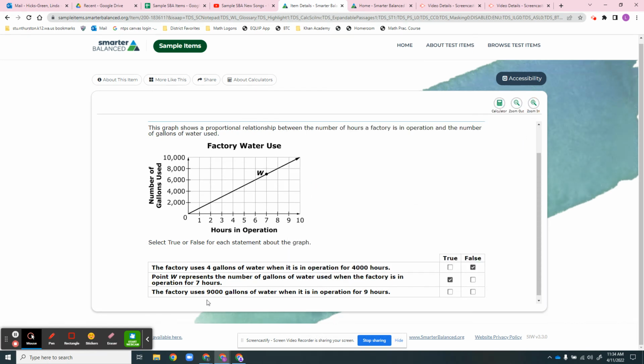So if we know that, we can say the factory uses 9,000 gallons of water when it is in operation for 9 hours. That's true because we've got 2 hours, 2,000 gallons, 4 hours, 4,000 gallons, and 8 hours is 8,000. So really 9 hours would be 9,000 gallons because it's right in between 8,000 and 10,000. So the answer to this one is true.